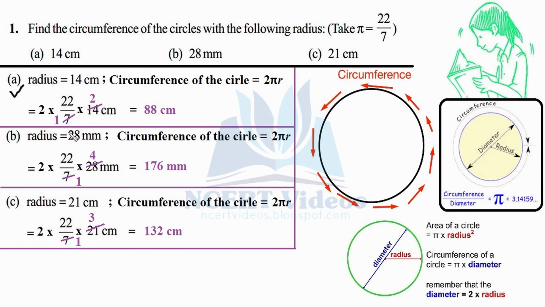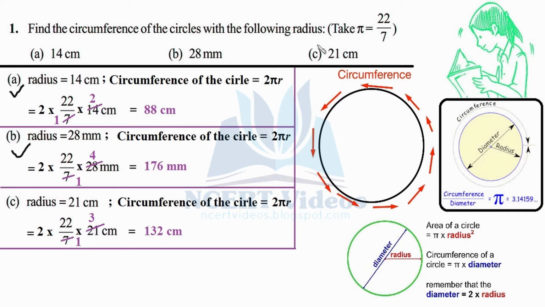Similarly, B part, 28 mm, that is millimeter. Circumference of circle is 2 pi r. 2 as it is, multiplication, pi 22/7 into 28 mm. 1 7 is 7, 4 7s are 28. Now here 22 into 4 is 88, 88 into 2 is 176 mm.